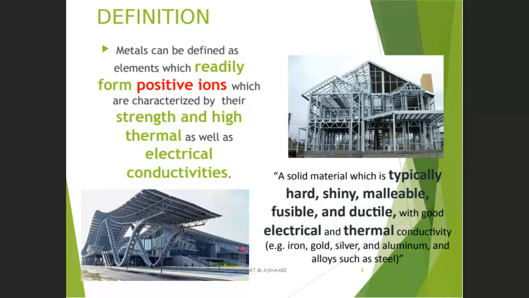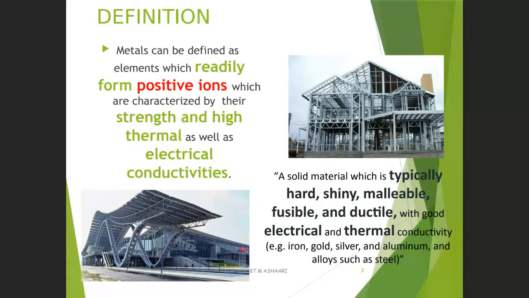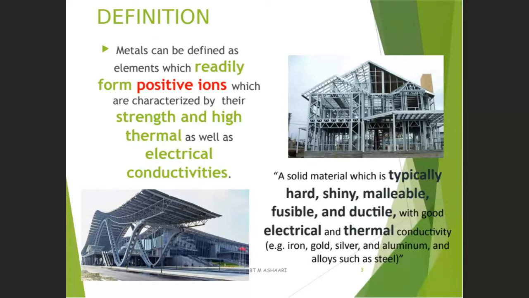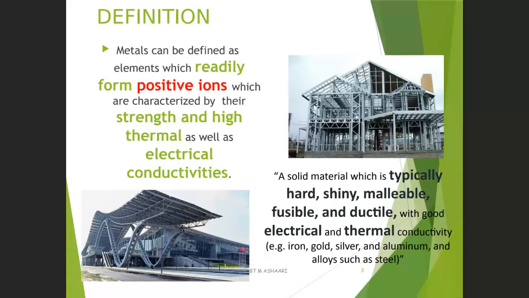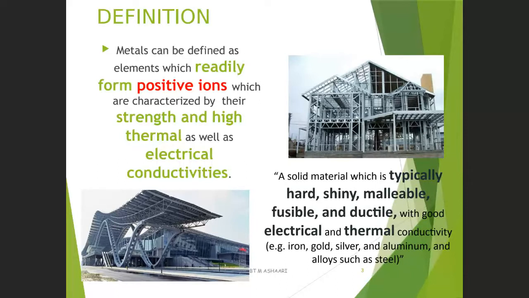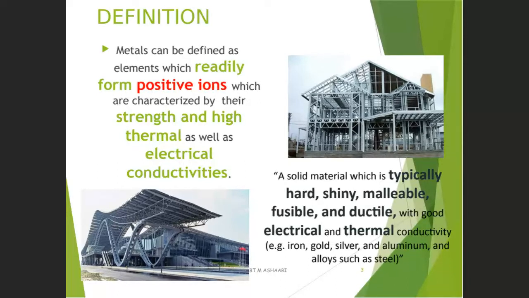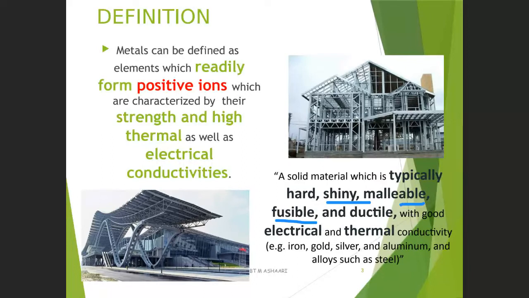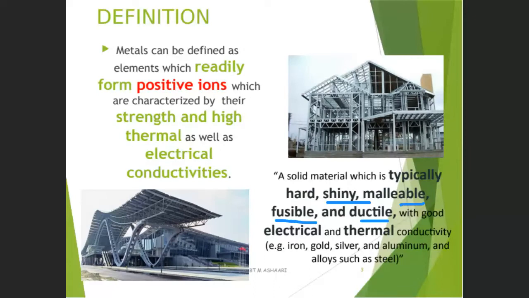When we talk about metal, we always think about strength, thermal conductivity, and electrical conductivity. This is the relationship when we explain metal, its uses, and its characteristics. A solid material which is typically hard, shiny, malleable, fusible and ductile, having good electrical and thermal conductivity. These are examples of the categories of metal.